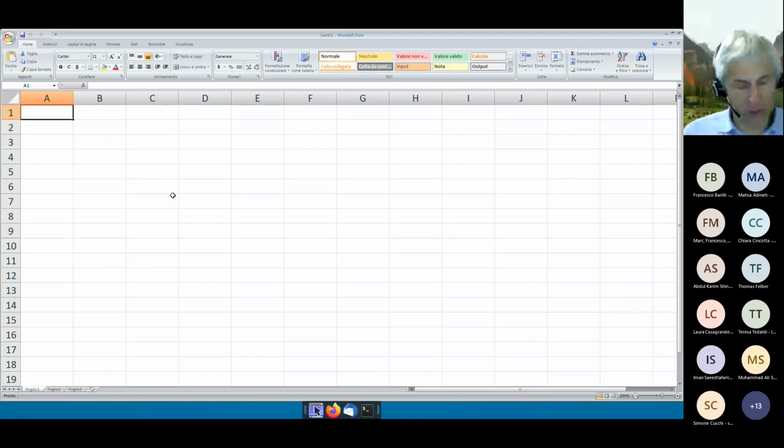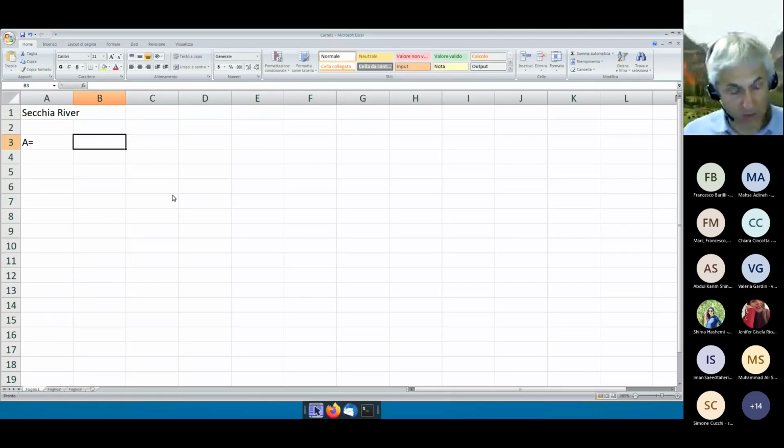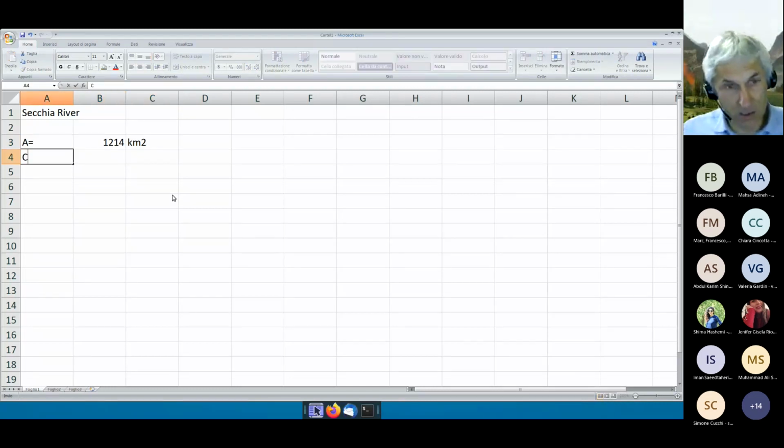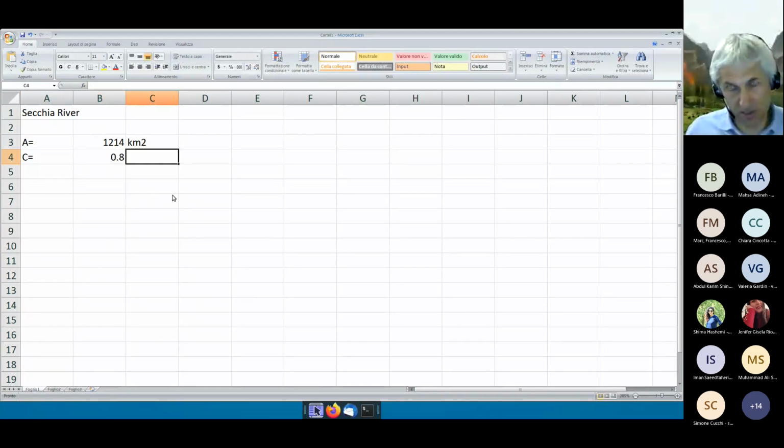Okay, let's refer to a given river for which I have some information. So the Secchia River is close by here. A, at the closure, is 1214 square kilometers. C, okay, let's take 0.8. I think we are a bit overestimating here. And rainfall intensity, I. The Secchia River has a time of concentration. Let me write it here. TC is equal to about 12 hours.